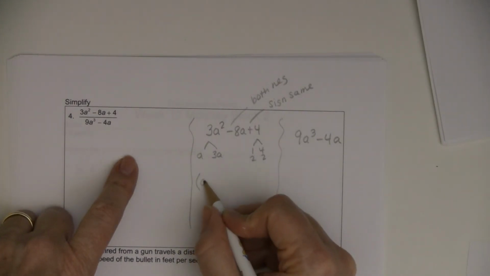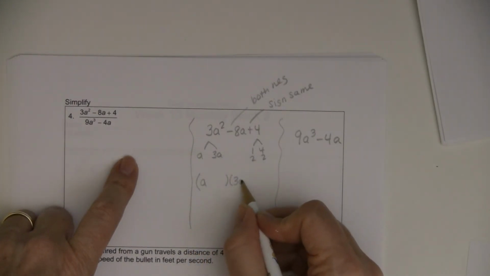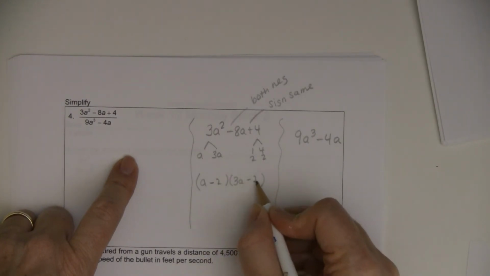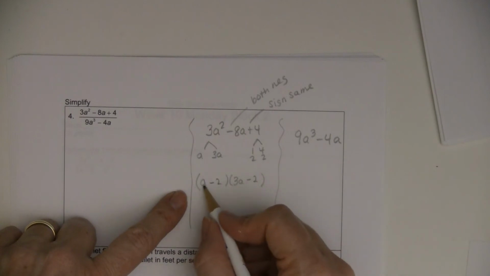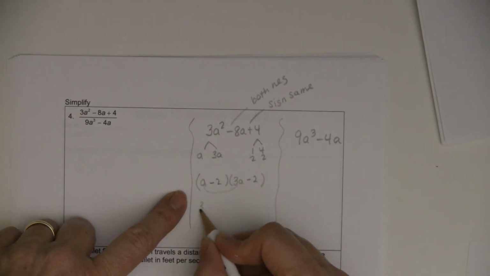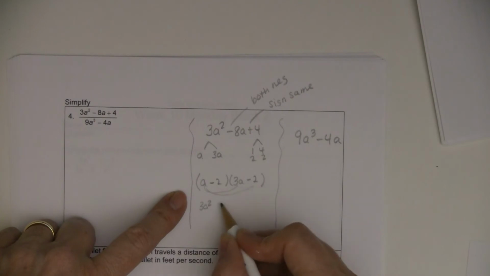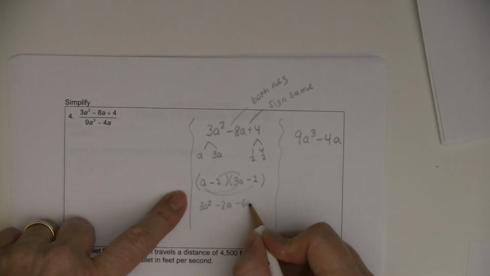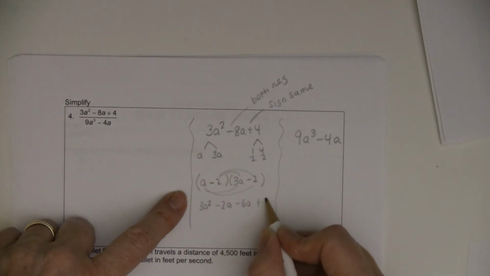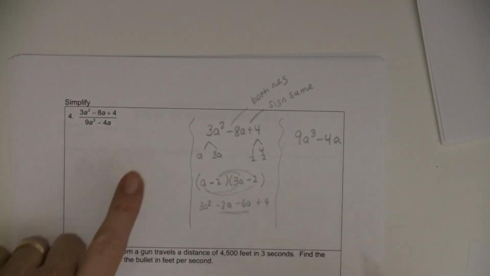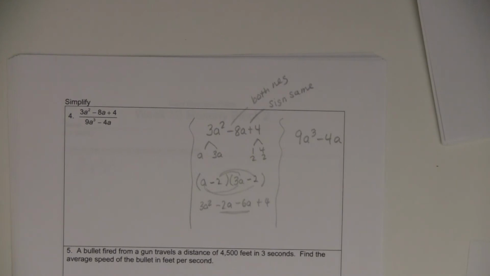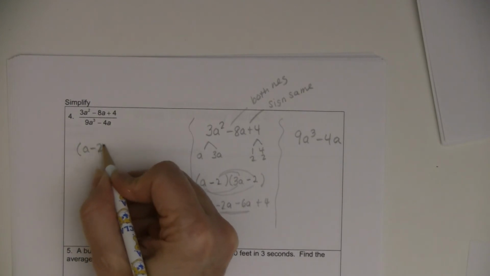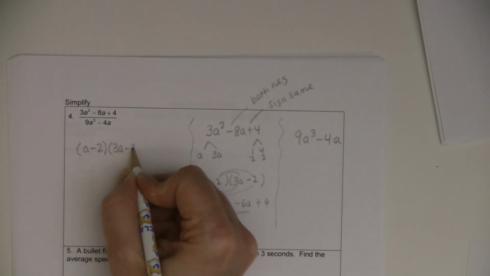So I'm going to put in the first spot the a and the 3a, and then the minus 2 and the minus 2, and I'm going to just see, does it work? So obviously the first works, 3a squared. And the outer is minus 2a, and the inner minus 6a, and the last plus 4. I didn't know for sure it was going to work. I was just hoping it would work, and now I can see, oh yeah, it does. So my numerator is a minus 2, 3a minus 2.